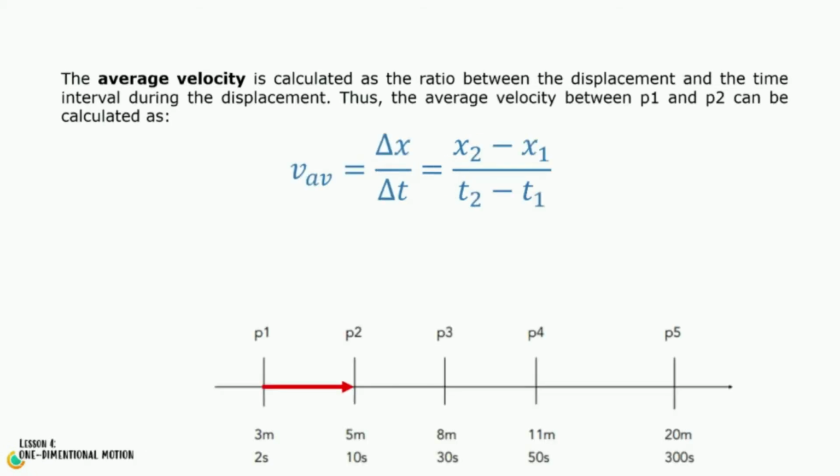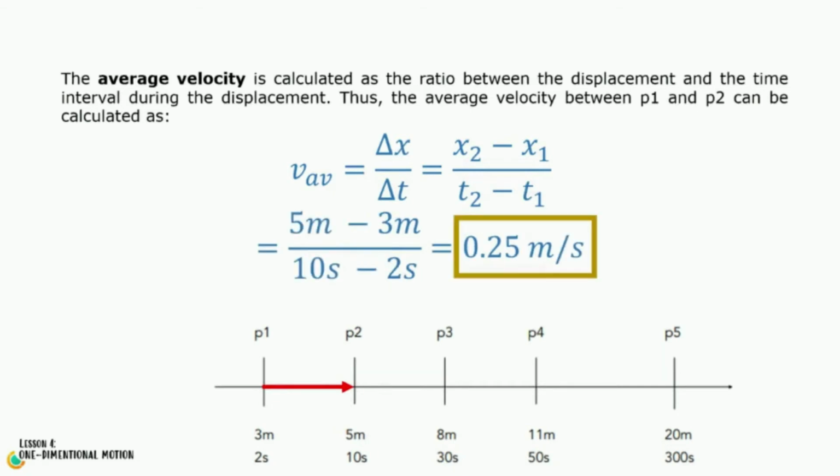The change in position is calculated as x sub 2 minus x sub 1, over t sub 2 minus t sub 1. Substituting, we put 5 meters minus 3 meters, over 10 seconds minus 2 seconds. We get 0.25 meters per second.